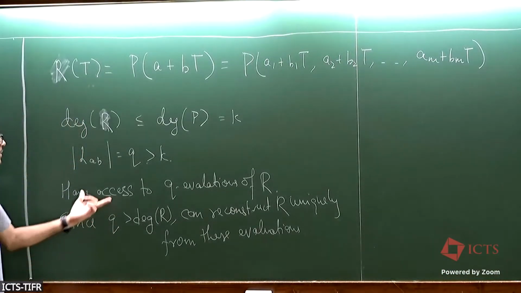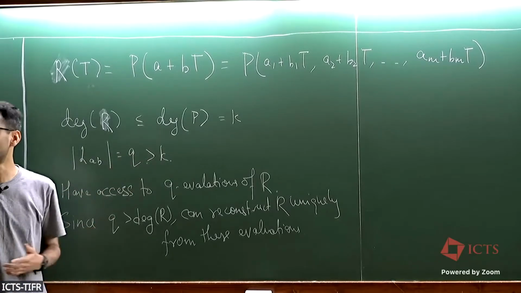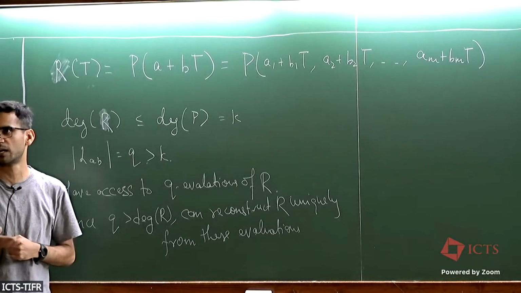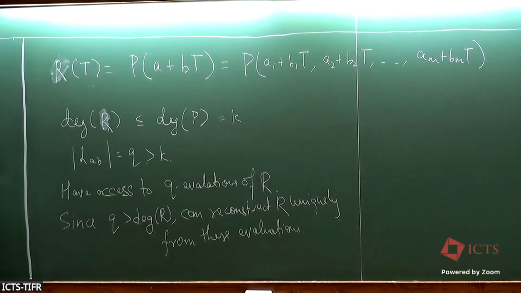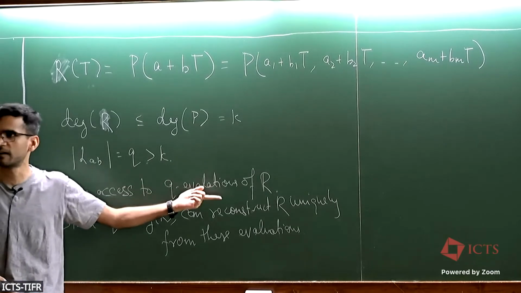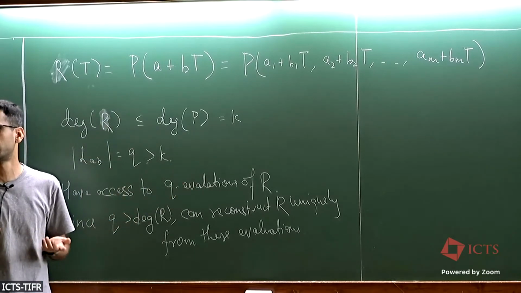And I hope I wrote this correctly, K is at most q minus 2. So we have access to q minus 1 evaluations of this univariate polynomial R. But the degree of R is at most q minus 2. So we can recover R exactly. And once we recover R exactly, we can evaluate it at t equals 0 and figure out what P of alpha is.